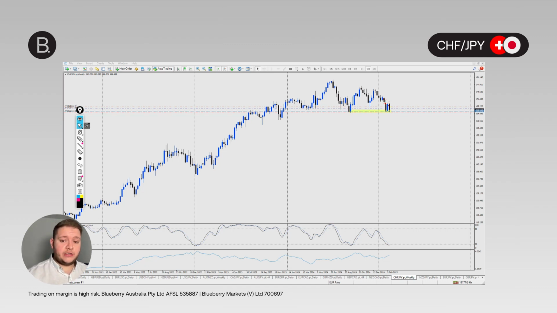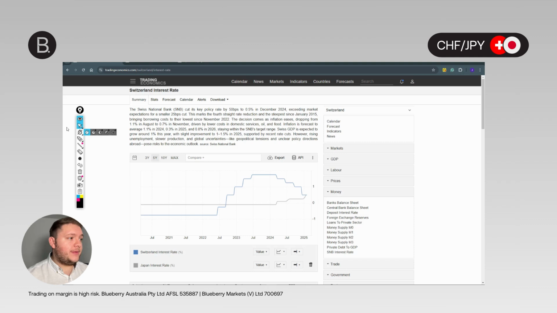Going back to what's happening here, the Swiss National Bank are cutting interest rates, and they are forecast to cut interest rates even further, potentially bringing interest rates to negative territory again. Why? Inflation. Inflation is basically showing us that demand in Switzerland has lowered significantly because the costs of goods and services are moving lower. And that is not what a central bank wants to see.